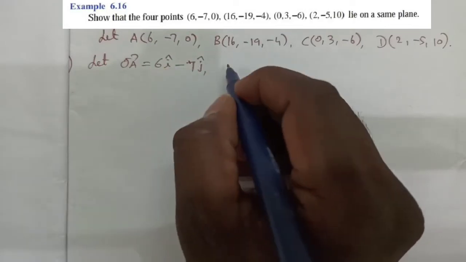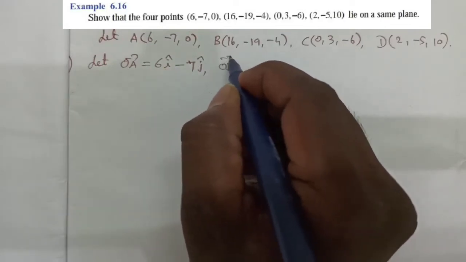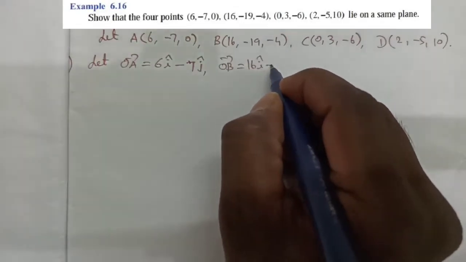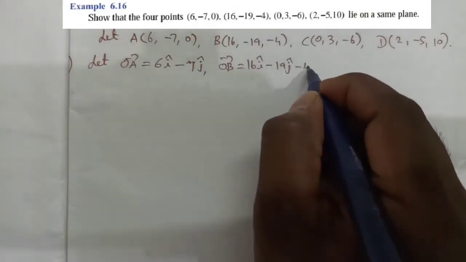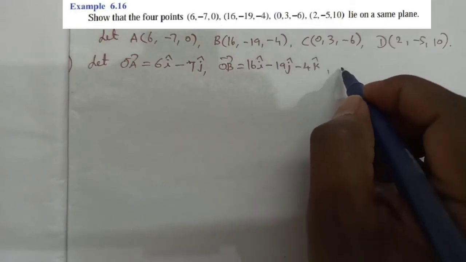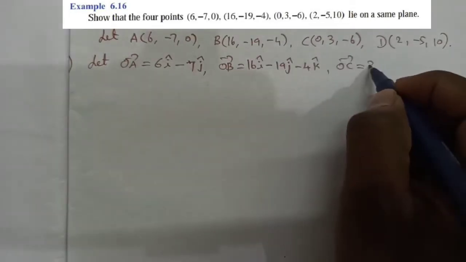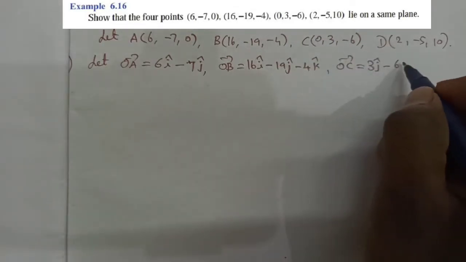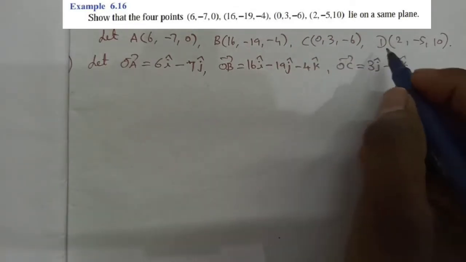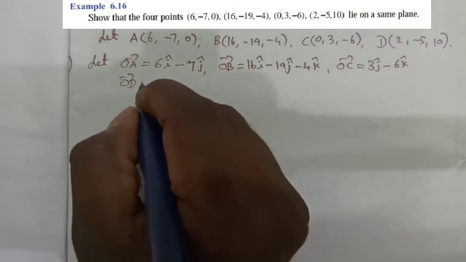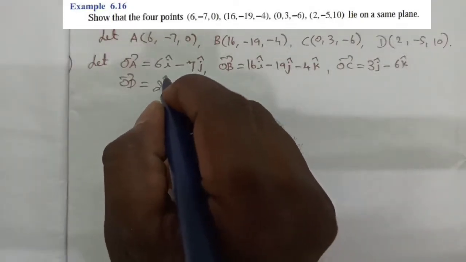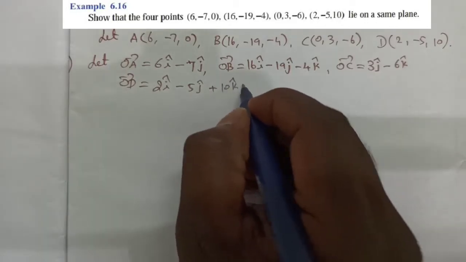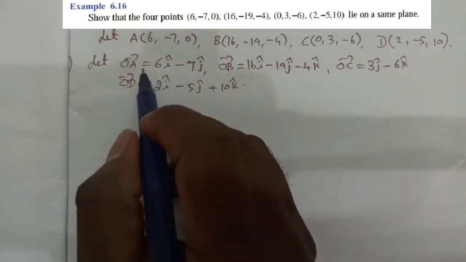Next, OB vector equals 16i cap minus 19j cap minus 4k cap. Next, OC vector equals, this is 3j cap, i cap becomes 0, so minus 6k cap. Finally, OD vector equals 2i cap minus 5j cap plus 10k cap. Here we have 4 position vectors.